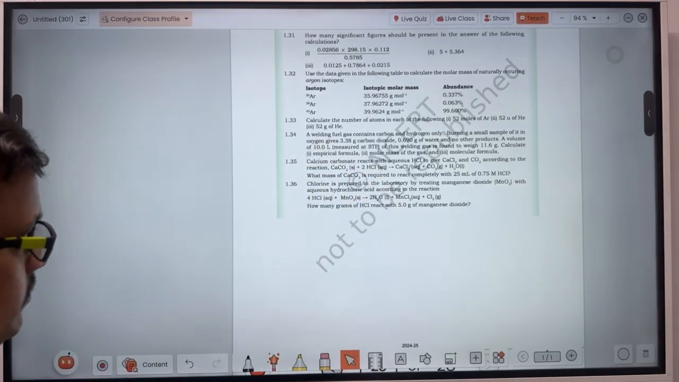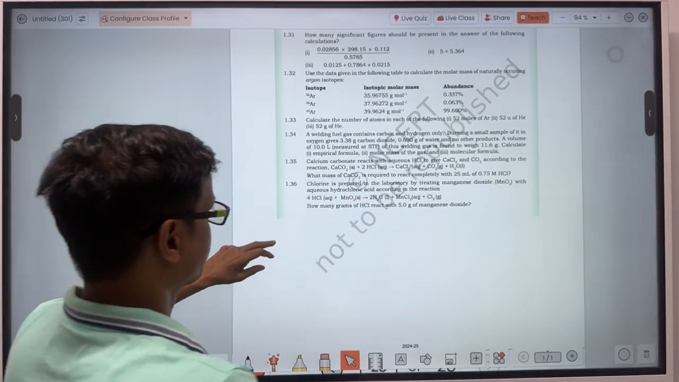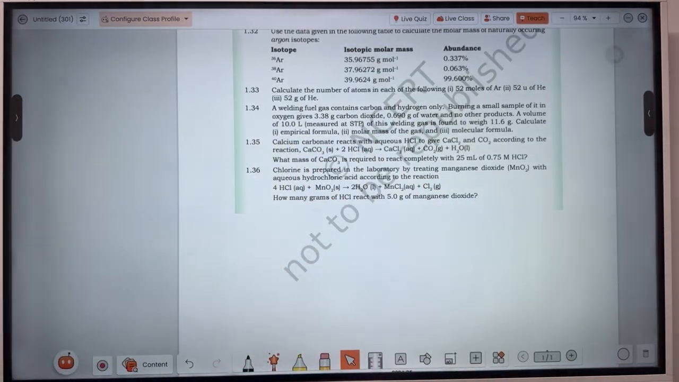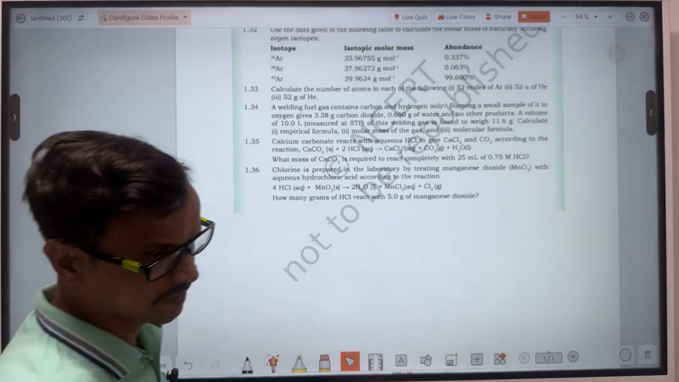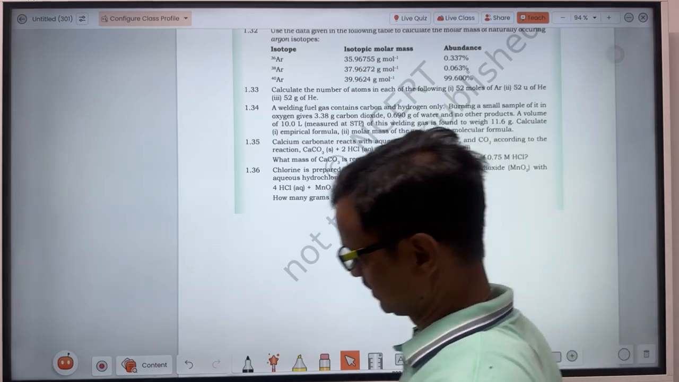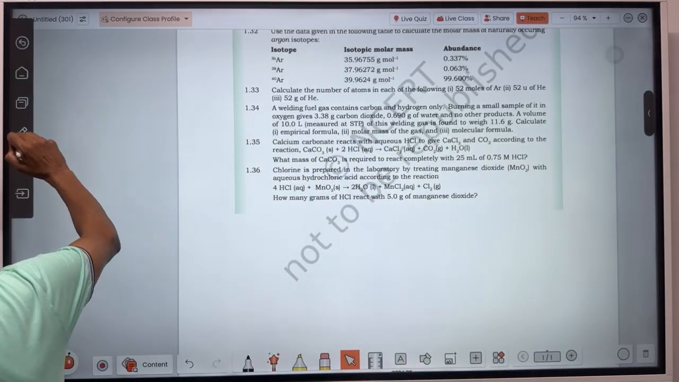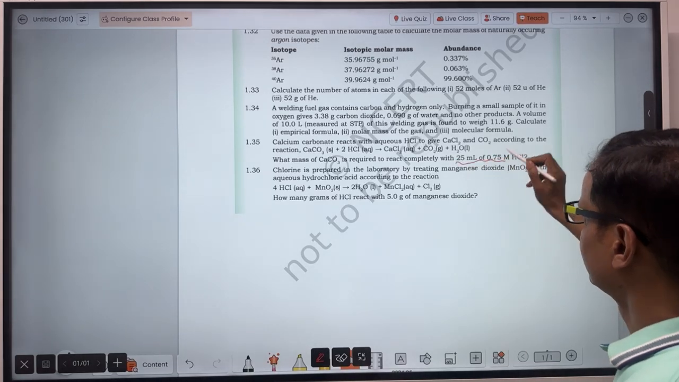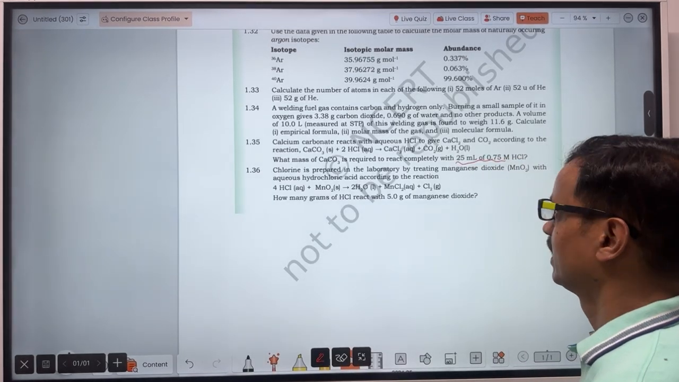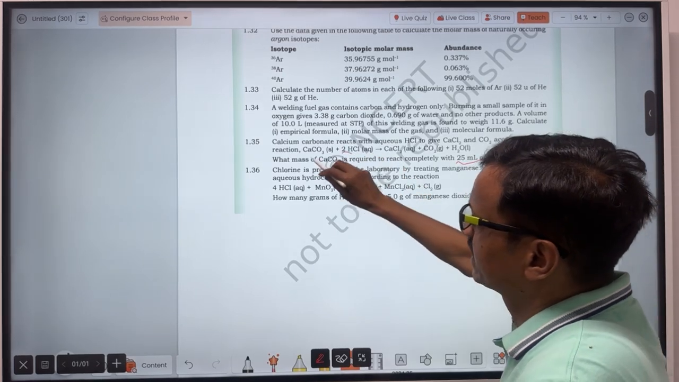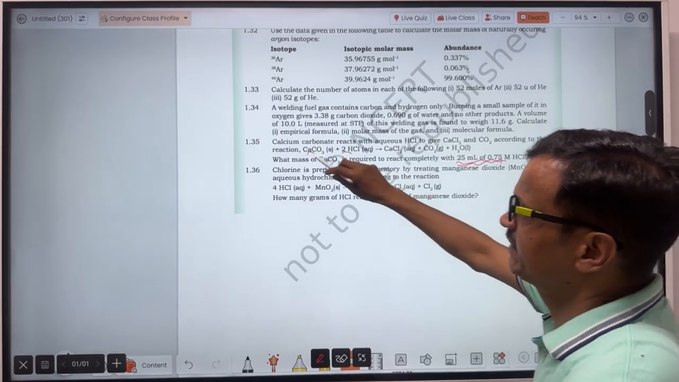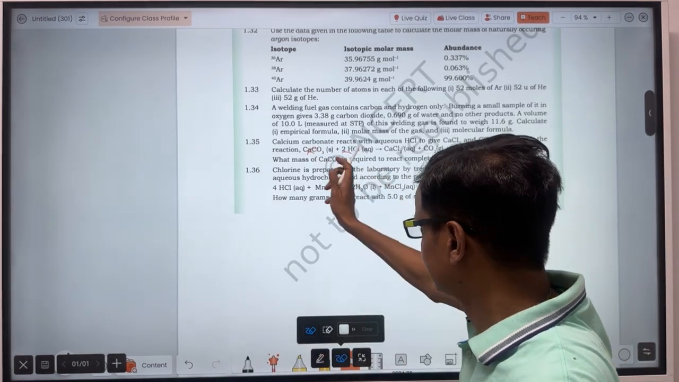Now watch out this question. 1.35. Read the question. So watch out guys. Here the concentration of the solution has been given and the volume has been given. So how much number of moles of HCl will be there? That can be found out. And here 2 moles of HCl react with 1 mole CaCO3. So that much moles of HCl will react with half of the CaCO3.